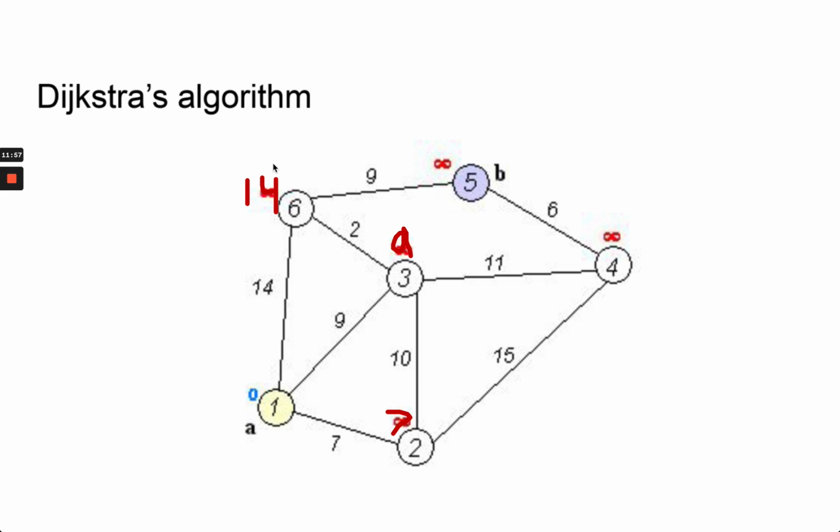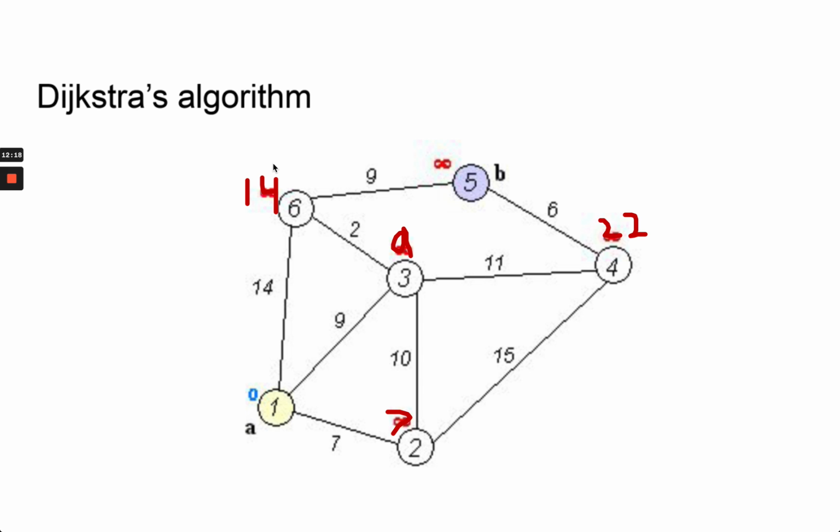So let's look at all of node 2's neighbors. To get to node 3, that would take 7 plus 10, which is greater than 9. So I keep 3 as 9 distance. And to get to 4, it would take 7 plus 15, which is 22.